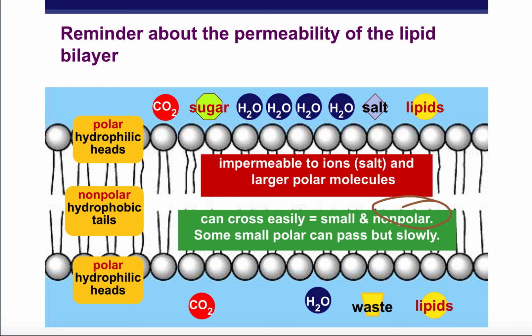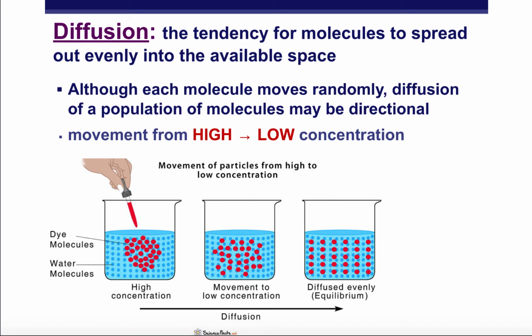Generally speaking, things that are very large and charged are going to have a difficult time getting past the membrane. So sugar tends to bounce off the membrane, and salt tends to bounce off the membrane without the assistance of things like transport proteins, which we're going to talk about in the next lecture. Of the things that can cross the membrane, they cross via diffusion, and if they can't cross the membrane, then something that's going to influence the flow of materials is osmosis.